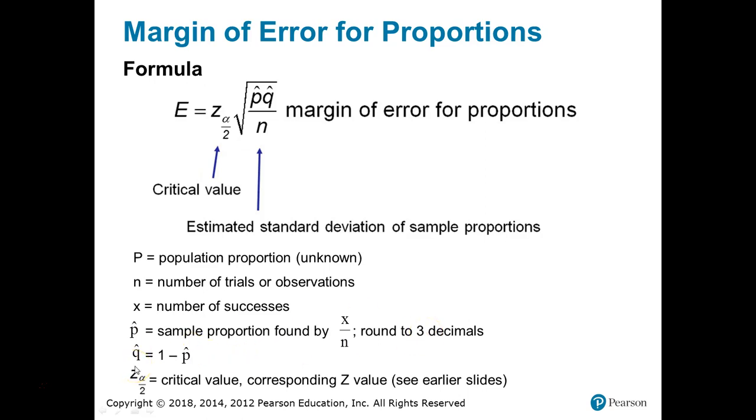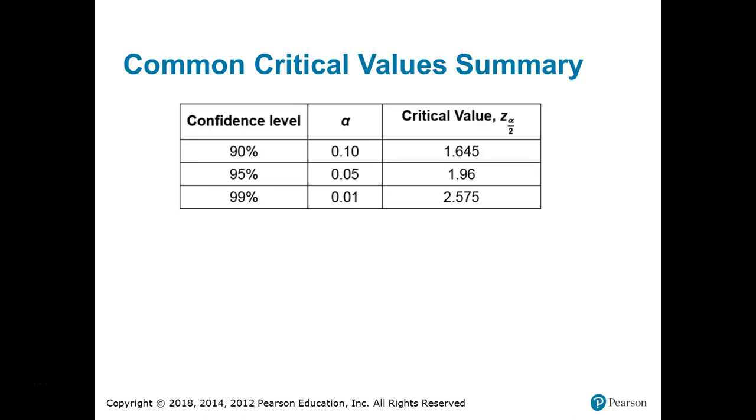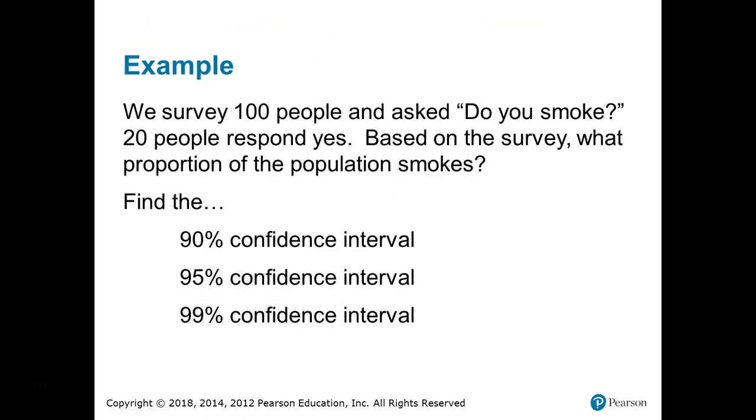q hat is the proportion of failure, which, if you remember from stats, is 1 minus p hat. So p hat plus q hat should equal 1. It's binomial. It's success or failure. And then this critical value is the z of alpha divided by 2. We just did that in the previous slides. If it was a 90, 95, or 99% confidence interval, these are the values you would use for your z right there.